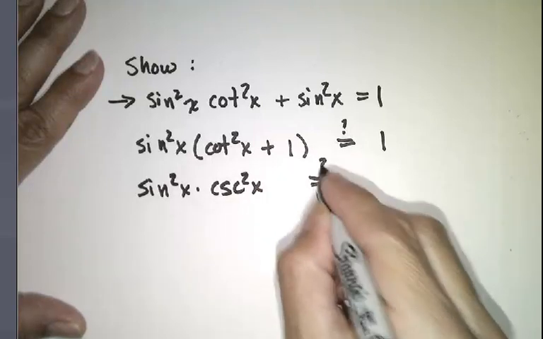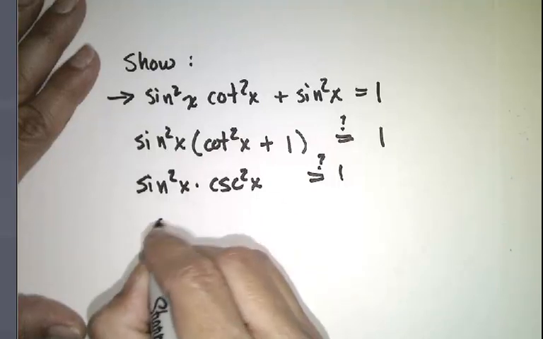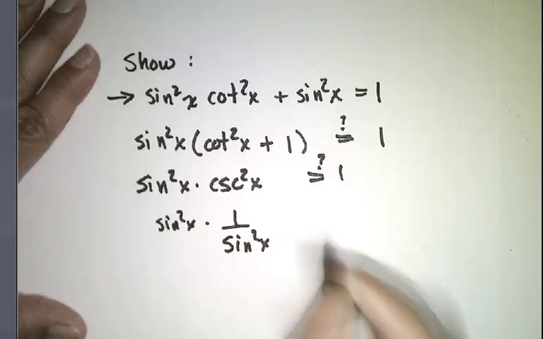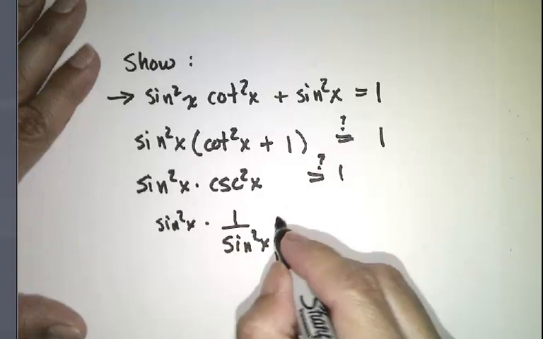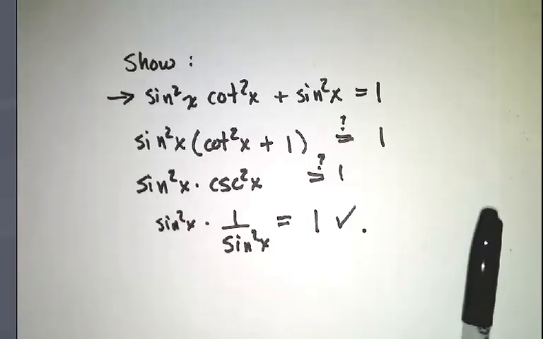Is this indeed equal to 1? Well, I can rewrite cosecant squared as 1 over sine squared. And sine squared times 1 over sine squared is 1. And that's just one example, and we'll actually explore many, many more.